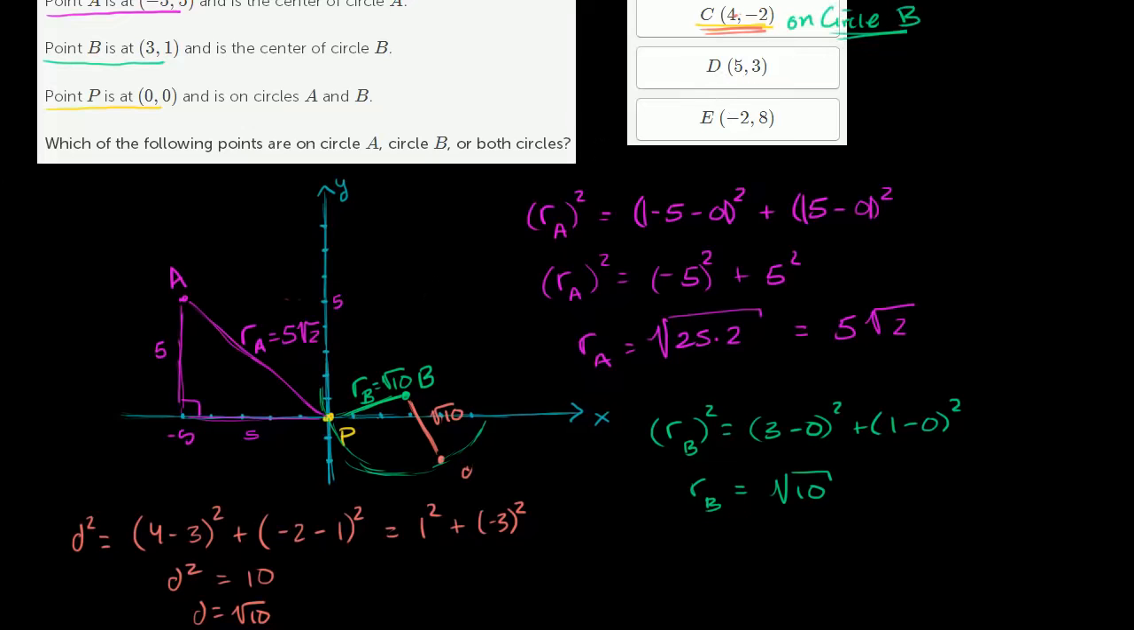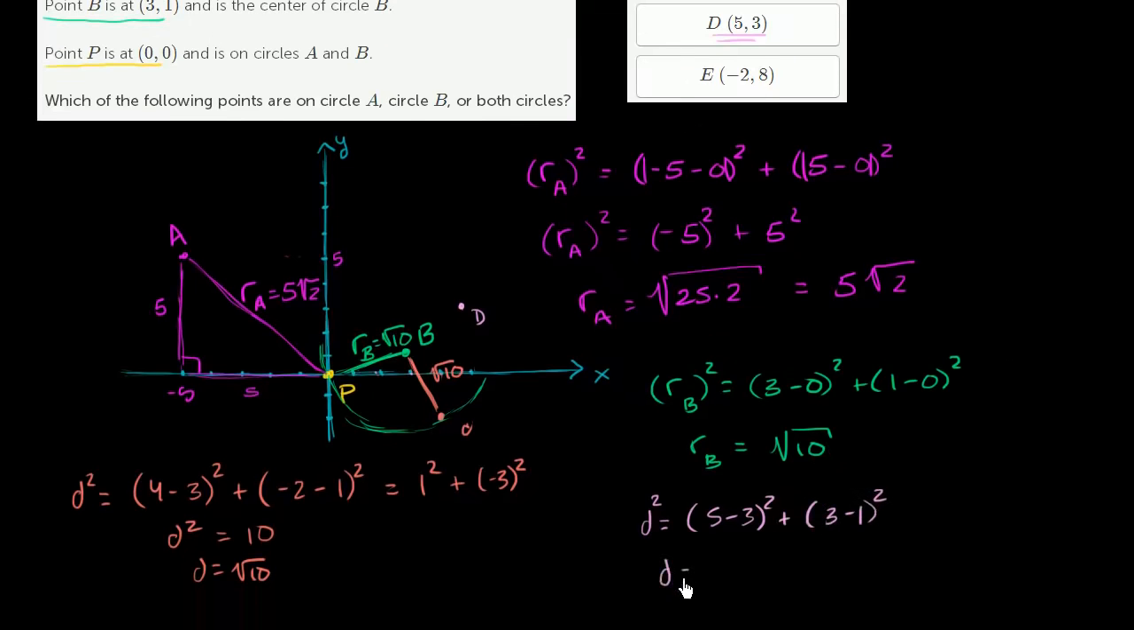I'll do that in pink. So 1, 2, 3, 4, 5, 3. This looks close, but let's verify just in case. Our distance squared is going to be our change in x squared, so 5 minus 3 squared, plus our change in y, 3 minus 1 squared. Actually, I don't want to skip too many steps. This is 2 squared, which is 4, plus 2 squared, which is another 4.